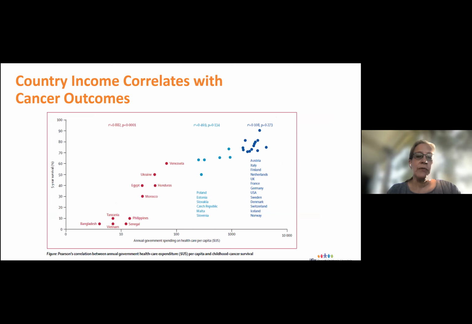It's been shown very nicely in the literature that country income actually correlates with cancer outcomes. And if you look in particular, at the time this study was done, Vietnam was really at the bottom of the 5-year survival rates for patients with cancer.